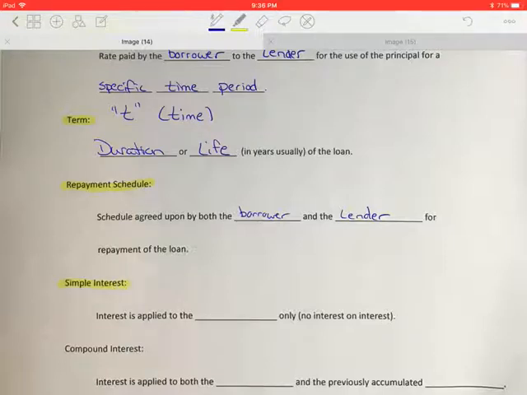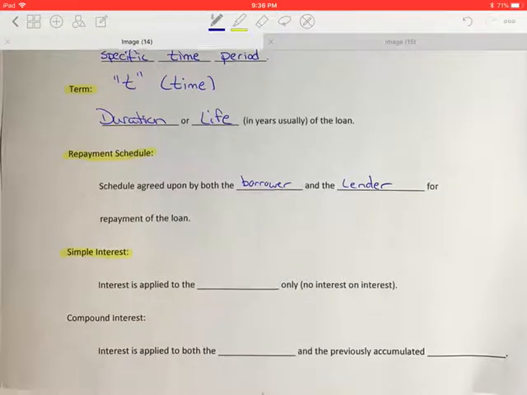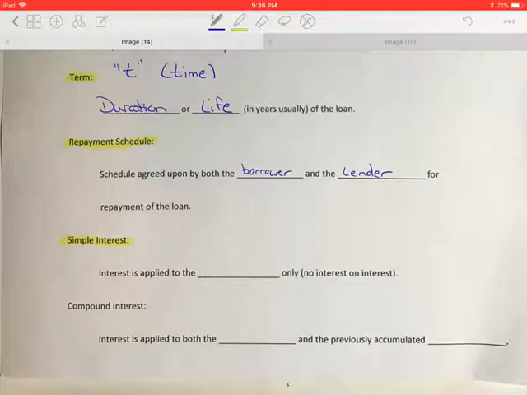All right, next we've got some different types of interest. We have simple interest, which you might guess is the simplest. This is interest applied to the principal only. So no interest on interest. Typically things like car loans are simple interest. Then we move up to slightly more complicated. We have compound interest. And this is interest that is applied to both the principal and the previously accumulated interest.